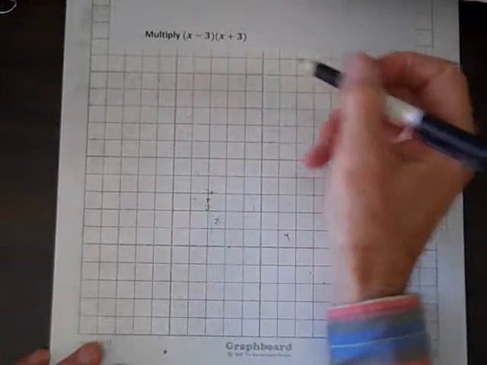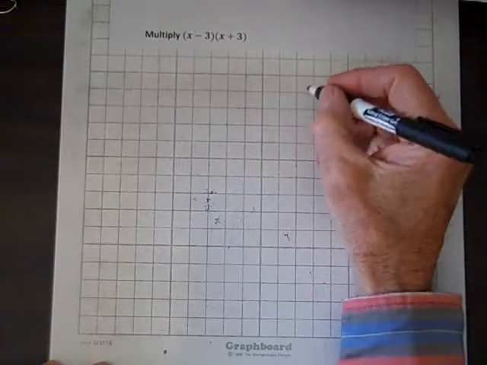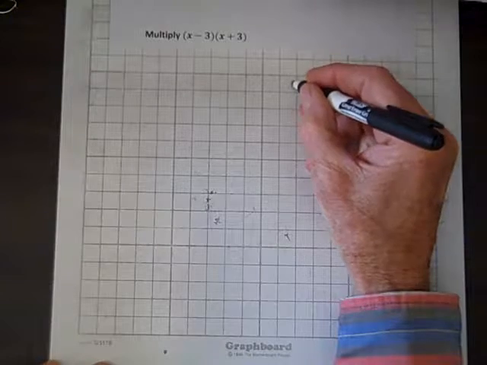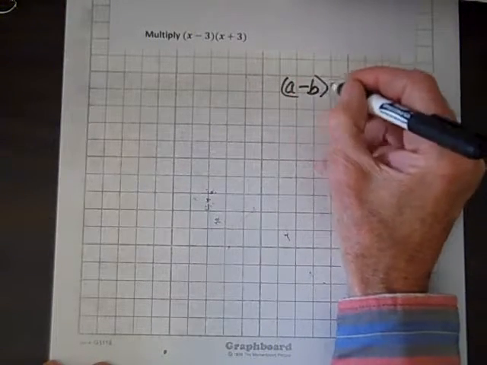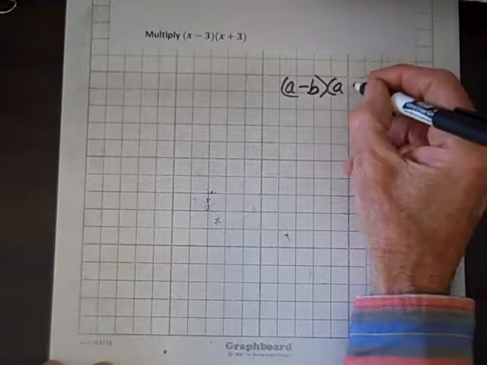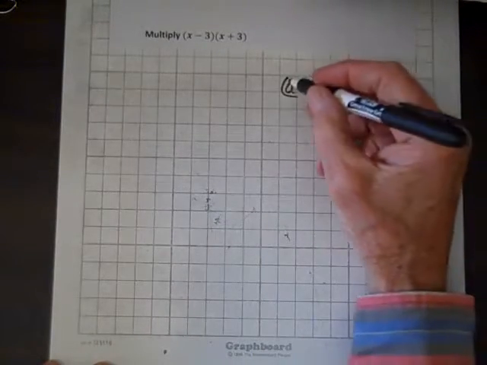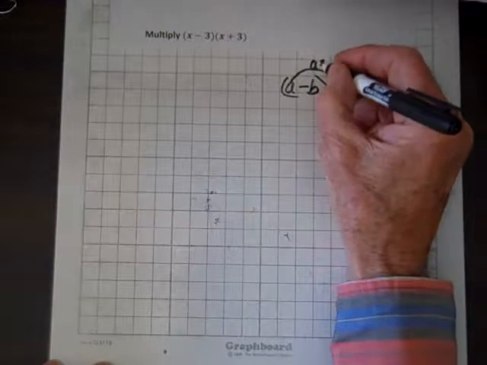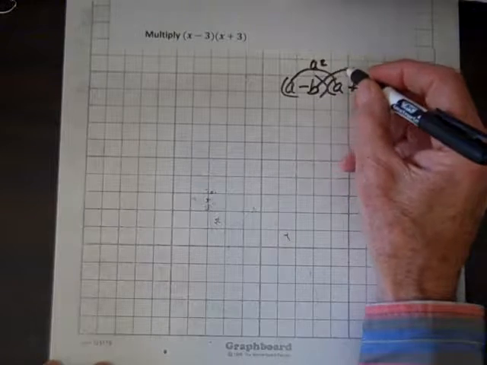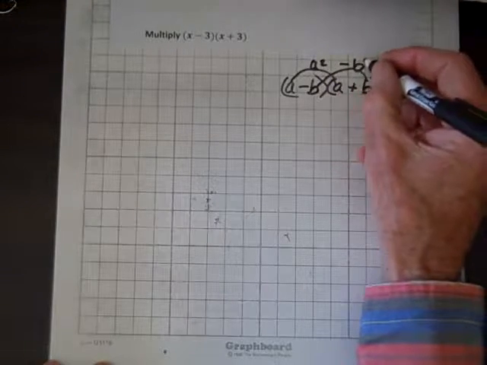Okay, so now we're multiplying polynomials again, but these are special products. So look, anytime you have an a minus b times an a plus b, and we'll FOIL this out. So we get a times a, the FOIL method, that's a squared. And minus b times positive b, that's minus b squared.